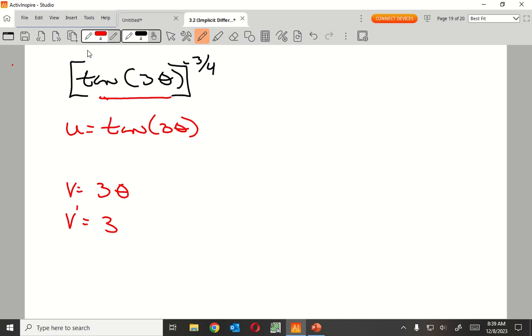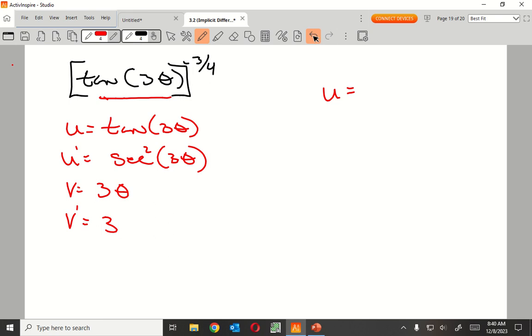Now, let's go up here. And what's the derivative of tangent? Secant squared. Yeah, secant squared. So u prime is going to be secant squared. So when I do that, that's going to be secant squared of 3 theta. So step by step identifying each part. And let's go all the way over here to my u now. So u is going to be all this right here.